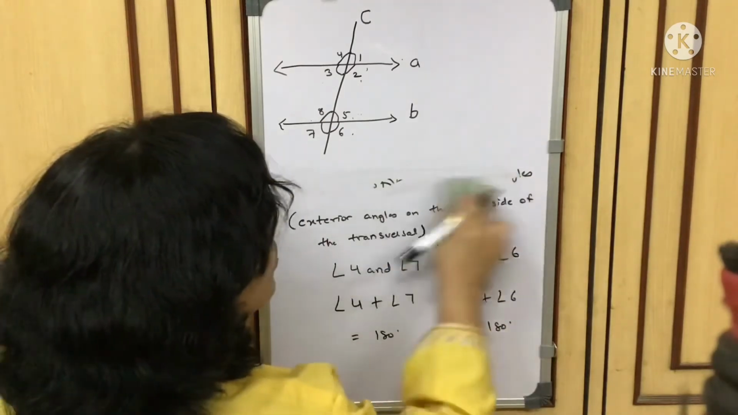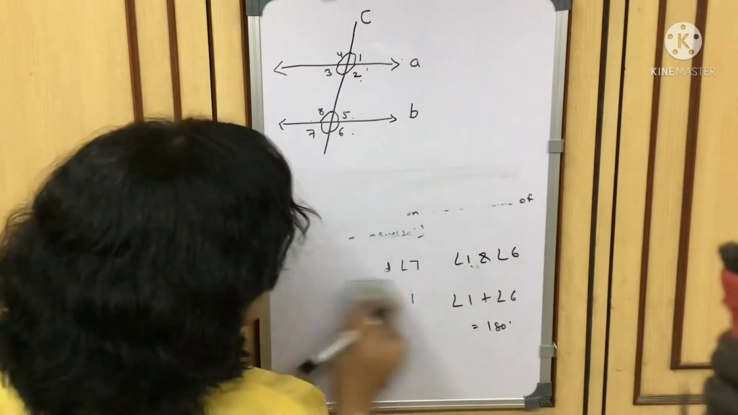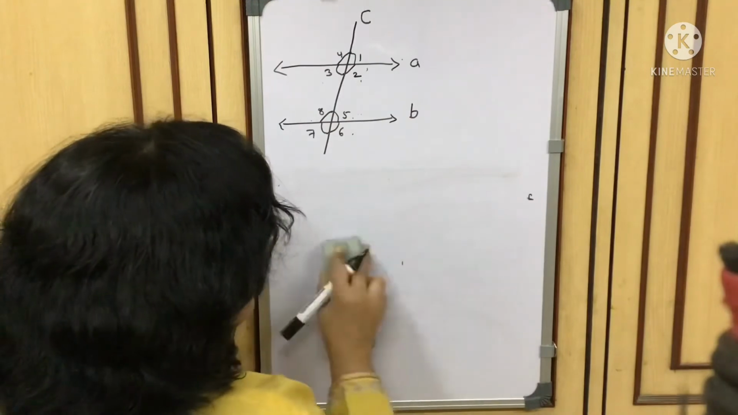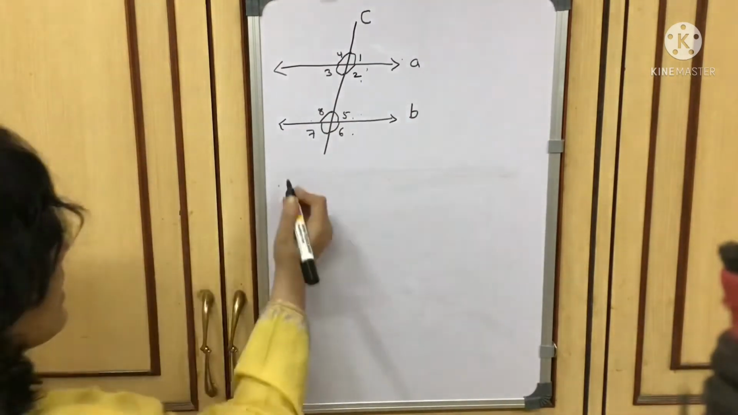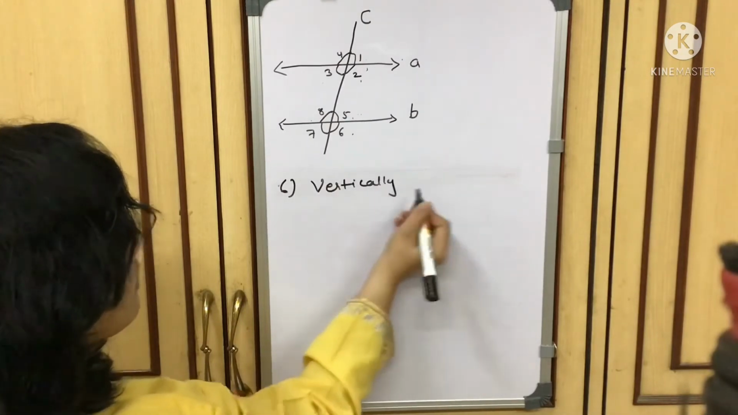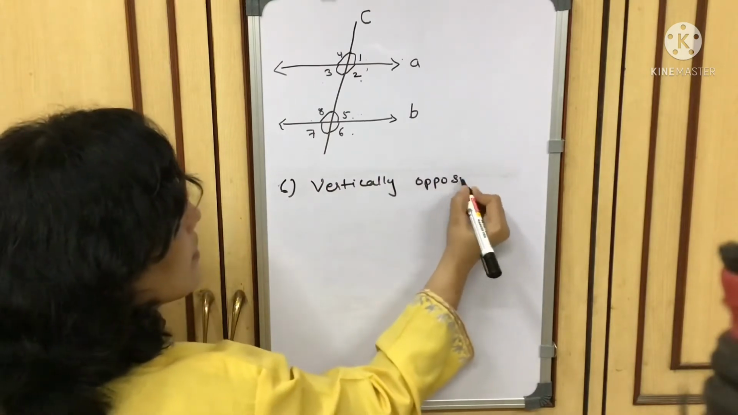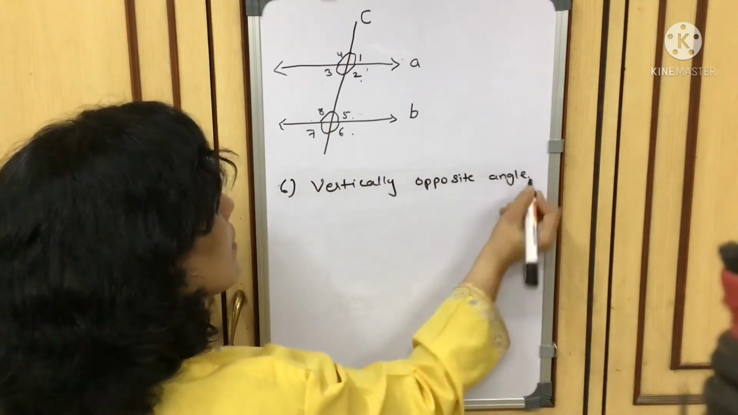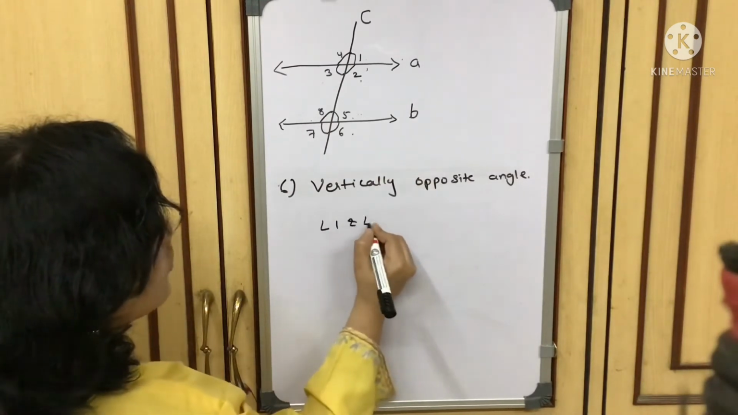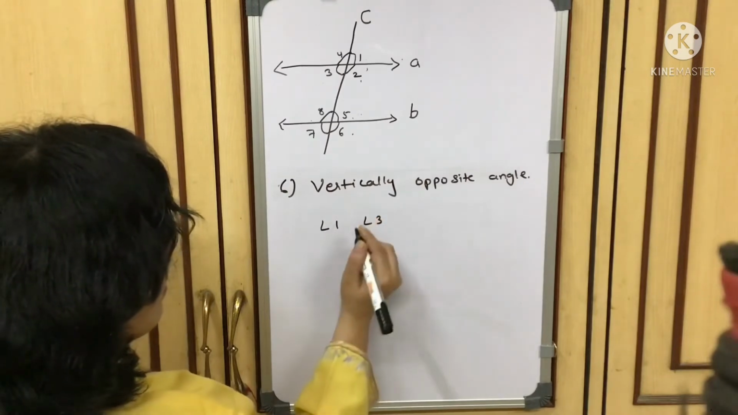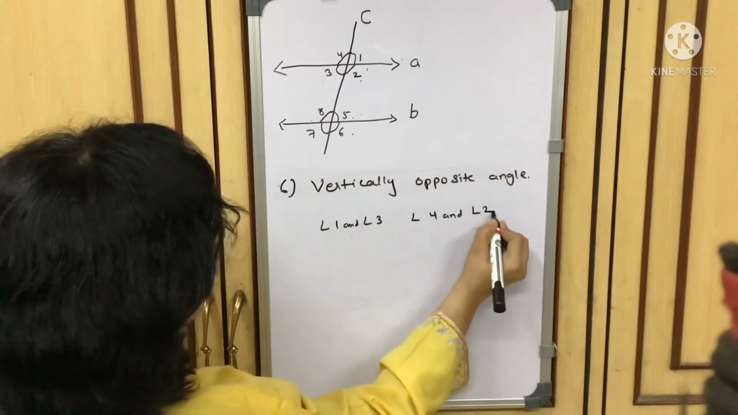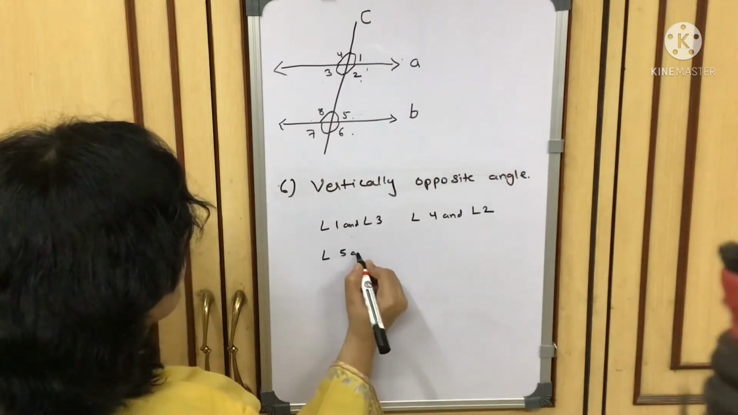Now let us see which is the sixth type of angle, which is formed on the parallel lines when a transversal passes through it. The sixth type of angle is the vertically opposite angle. Okay, which are vertically opposite angles? Angle 1 and angle 3. Angle 4 and angle 2. Angle 5 and angle 7.